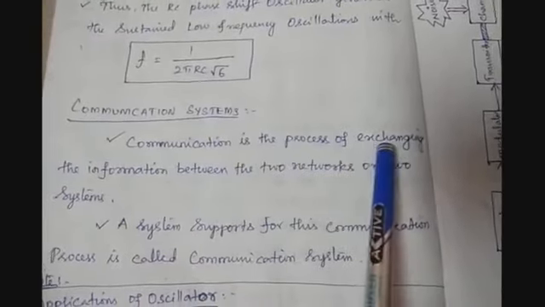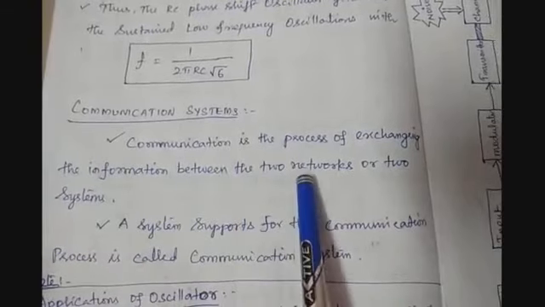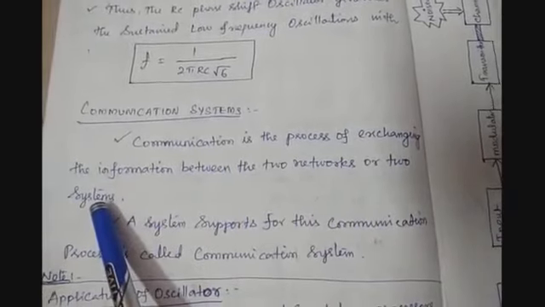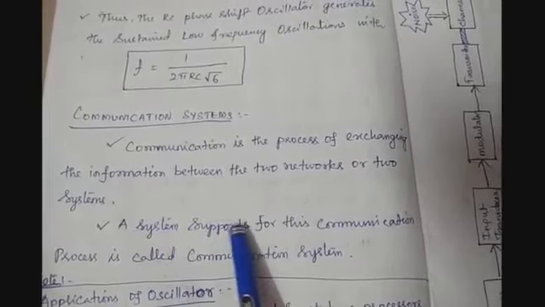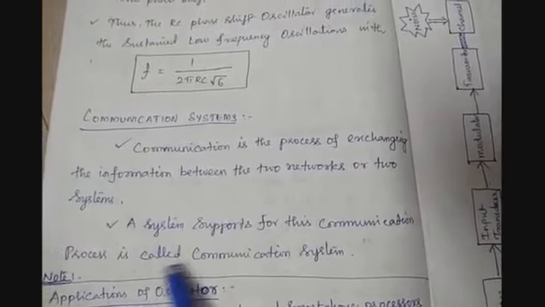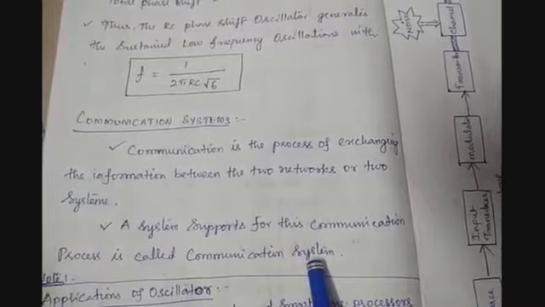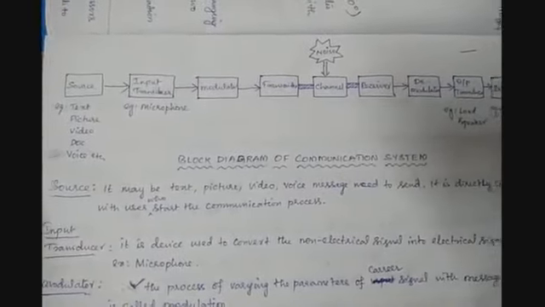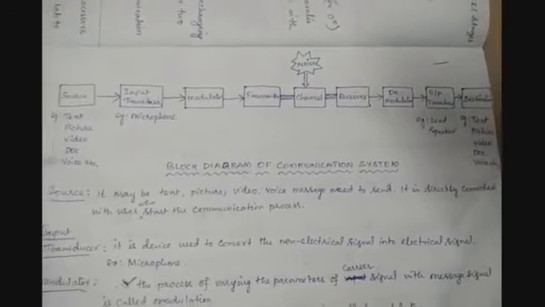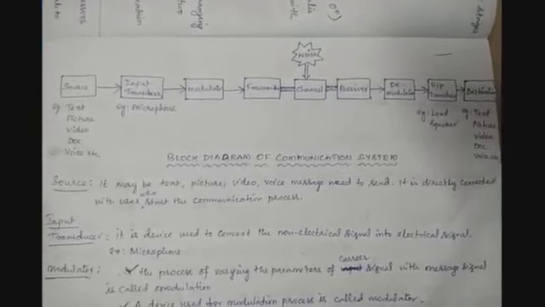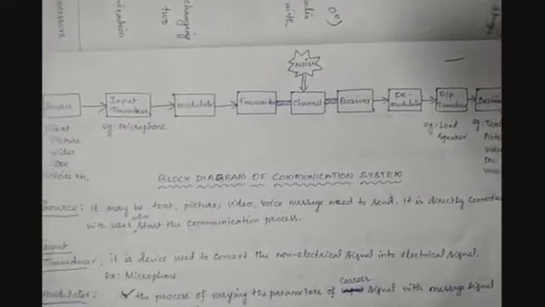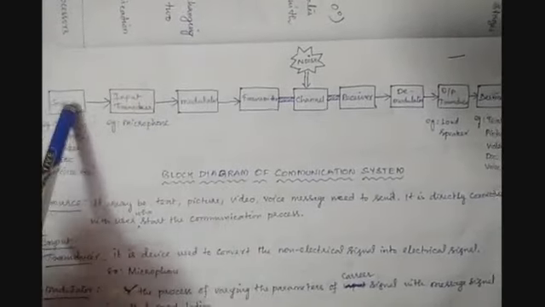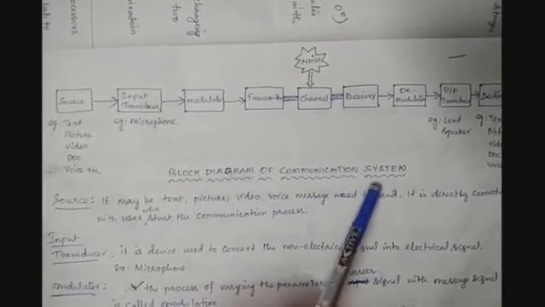Communication is the process of exchanging information between two networks or two systems. A system that supports this communication process is called a communication system. So we'll see the block diagram of communication system now. This is the block diagram of communication system. I hope it is visible to you all. Yes.